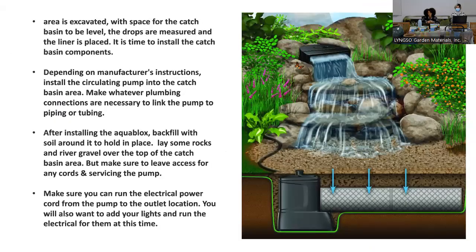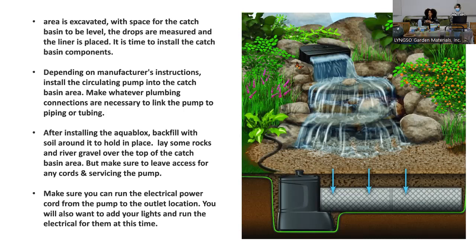So once your area is excavated with space for the catch basin to be leveled, the drops are measured, and the liner is placed, you can install the catch basin components of the waterfall. Depending on which manufacturer you choose, you're installing a circulating pump into the catch basin area. You would want to make whatever plumbing connections are necessary to link the pump to the piping or tubing that will eventually connect to the top of the waterfall.